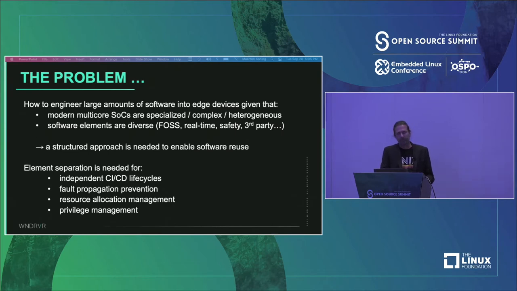Fault propagation prevention is another reason to have a partitioning technology, because if something fails, the fault can't propagate into some other active entity. Resource allocation is another good reason to have an entity to put a box around your software, so that you can say, well, I want this part of the system to have this much CPU, this much memory, or this much bandwidth. And similarly, for privilege management, you want to use best practices such as lowest privilege for some function, so that it doesn't have the keys to everything. It can only have the privilege needed for what it's actually doing.